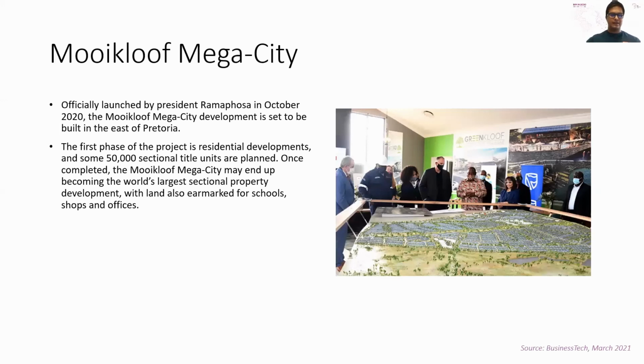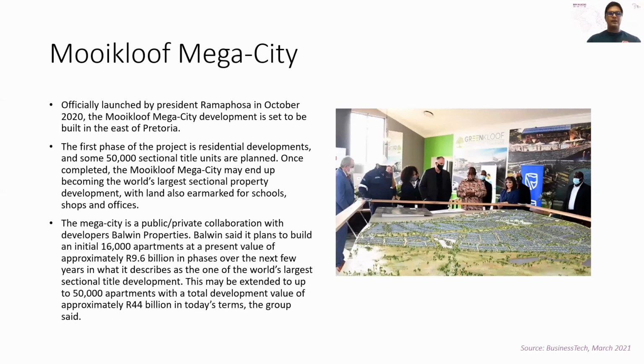Let's give that a click. The megacity is a public-private collaboration, so it's a combination of the two, which is always favorable in my opinion, but that's another topic. With the developers Baldwin Properties, I mean, they are huge, right? So Baldwin said it plans to build an initial 16,000 apartments at a present value of approximately 9.6 billion in phases over the next few years, in what it described as one of the world's largest sectional title developments.